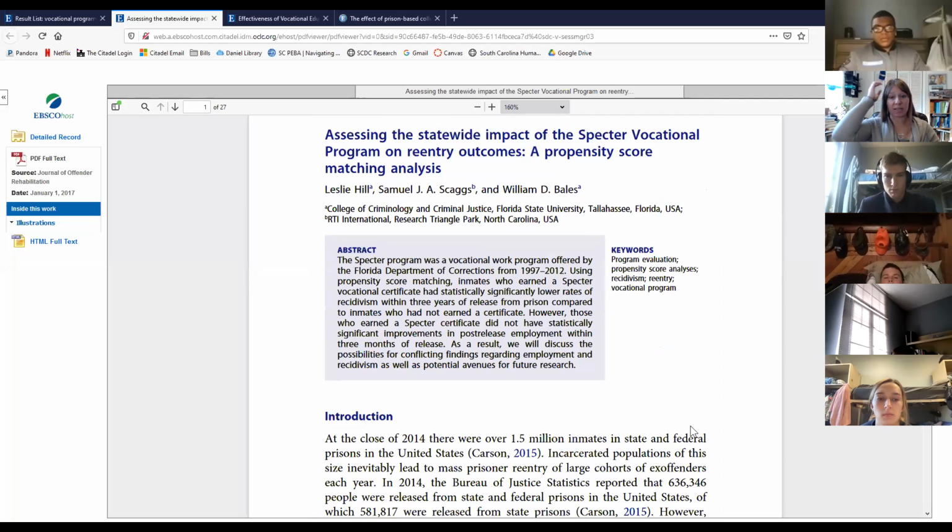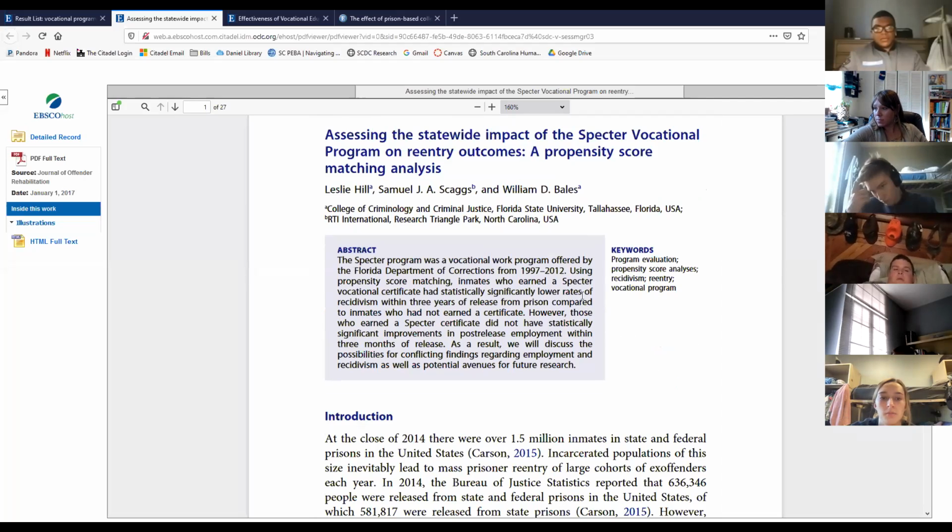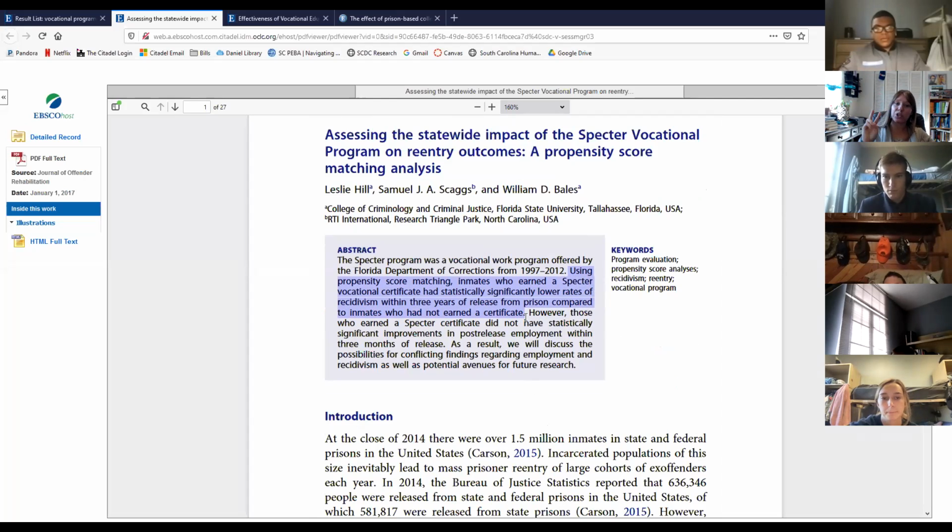Who can tell me a sentence that belongs in the research design section versus the results section? The second sentence should be in the results section. Using propensity. Very good. What about the next sentence? That also should be in the results. Right? And you see how we have two results here, one on recidivism and one on employment.